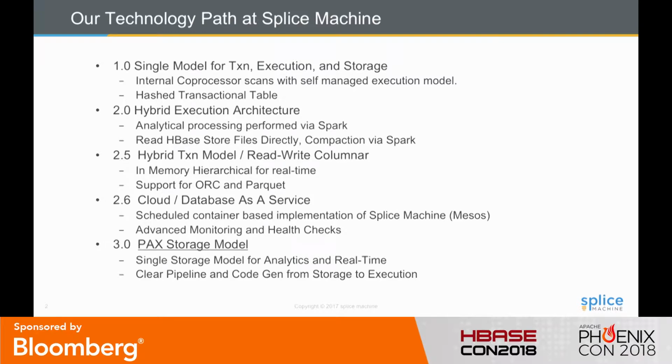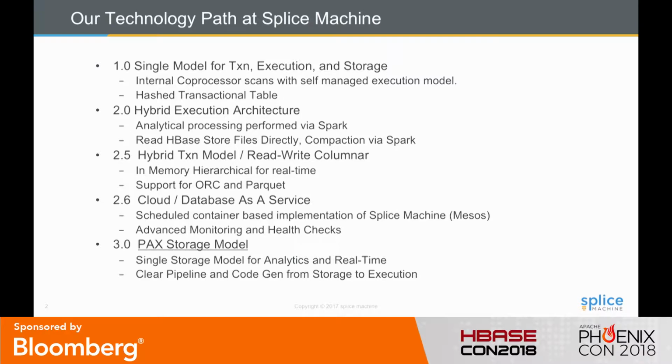We hit that. So we used internal coprocessors. All of your aggregations and joins and things happened inside coprocessors. And we put everything in a hashed transactional table. So that was nice. It gave us a good prototype. Hey, I think this is going to work.